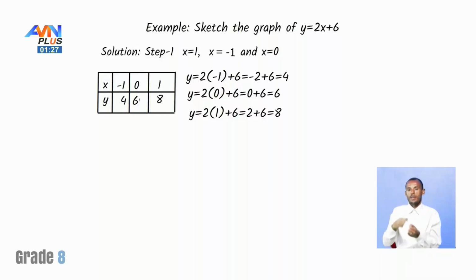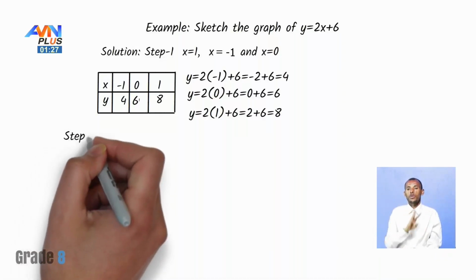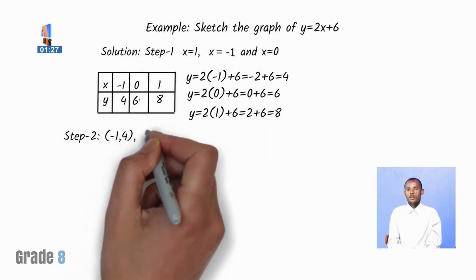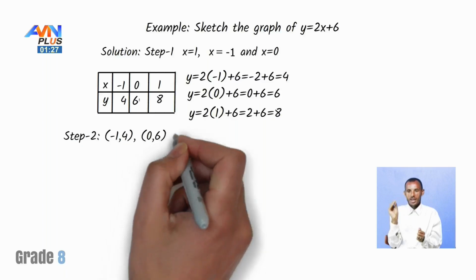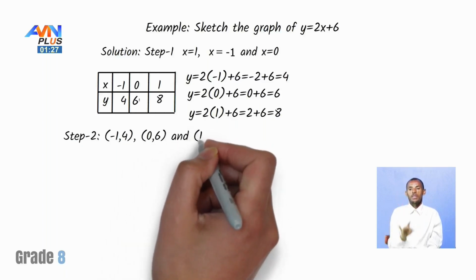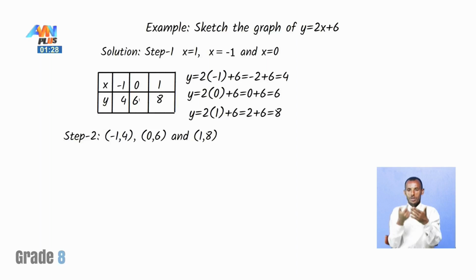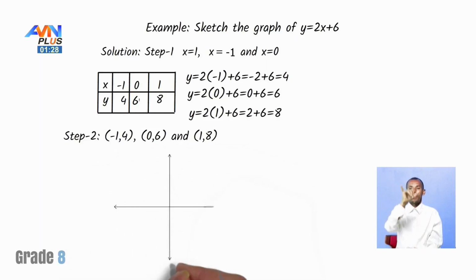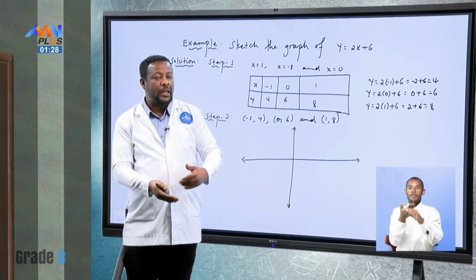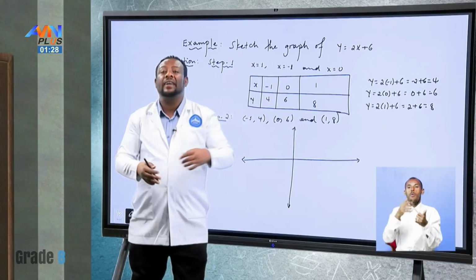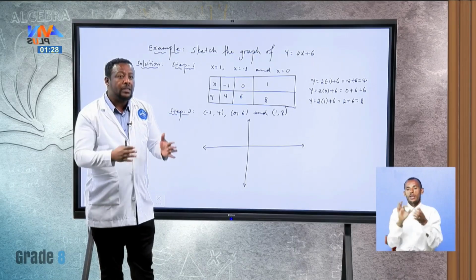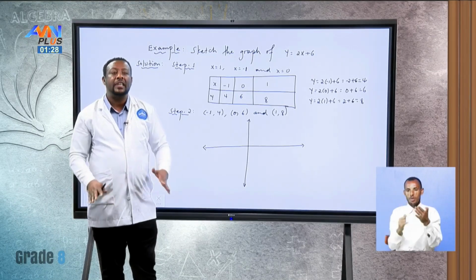So in step 2, we have ordered pairs. Minus 1 is paired with 4, 0 is paired with 6, and 1 is paired with 8. So we plot these 3 points in the Cartesian coordinate system. As we have seen in our previous lesson, we know how (1, 8) is plotted on the Cartesian coordinate system. This is very important to sketch the graph of any function.